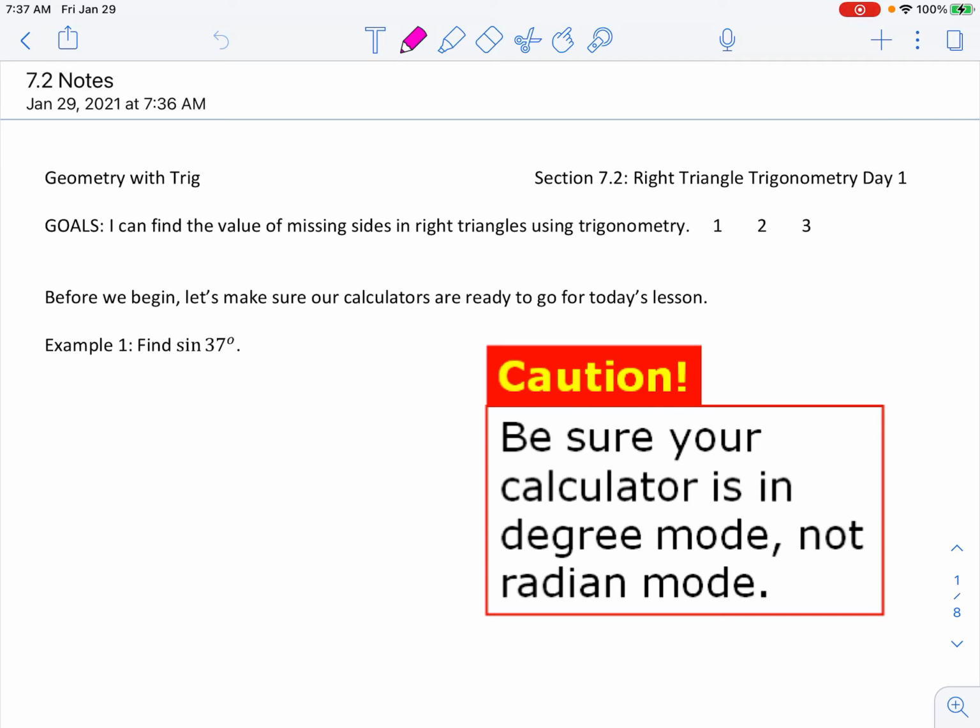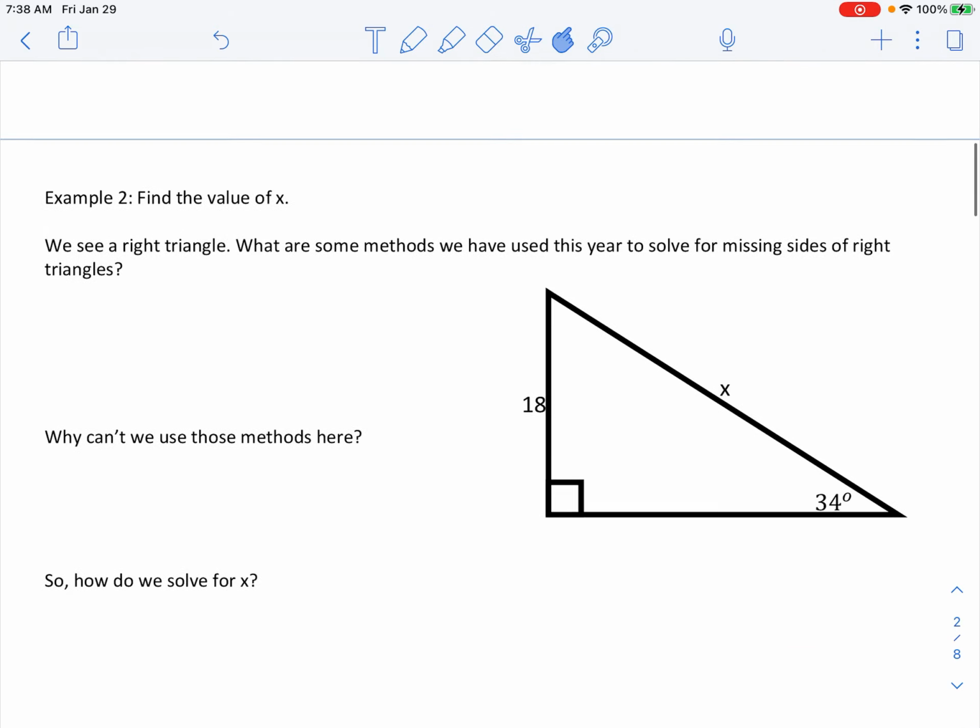So press mode on your calculator, make sure it's in degree, and then I want you to press sine 37 with your calculator. When you press sine 37, you should see the following decimal, 0.602. Double check to see if your calculator's in the correct form. Otherwise, it will give us the incorrect answer for each problem. Here we go. Let's go ahead and get started.